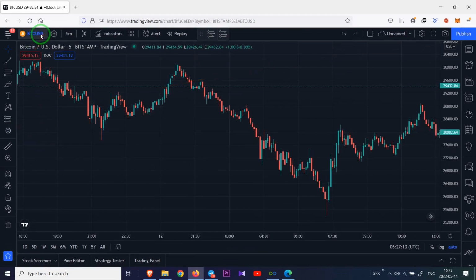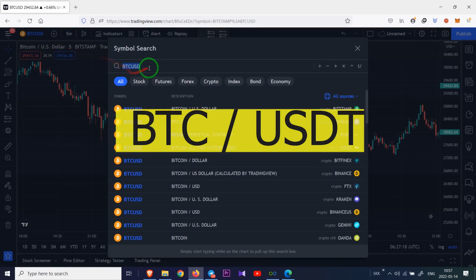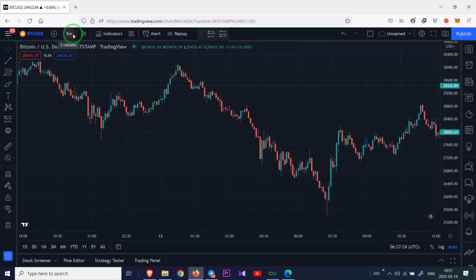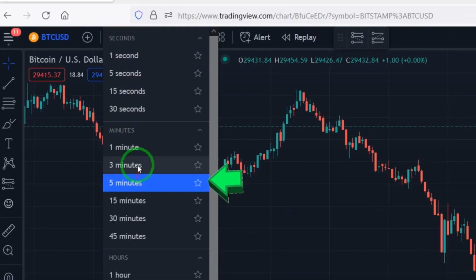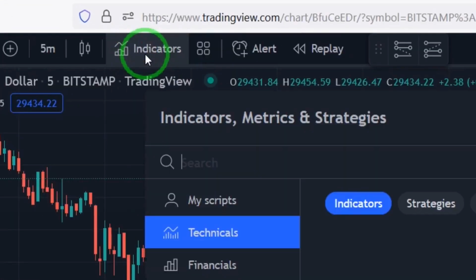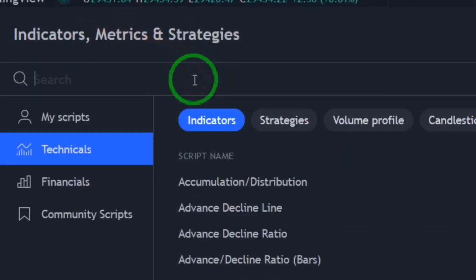If you want to get the most out of this strategy, you should use highly traded symbols such as BTC/USDT or Euro to US dollar. We can use a 1 to 5 minutes time frame. I suggest 5 minutes. From the indicators section, we add a parabolic SAR indicator to the chart.